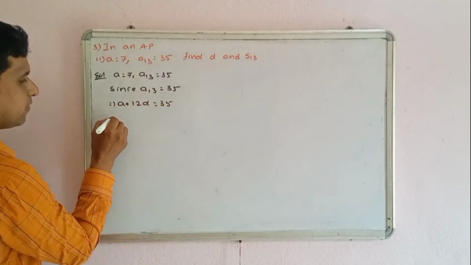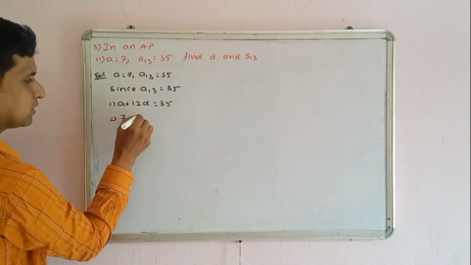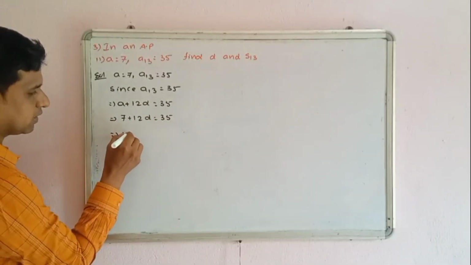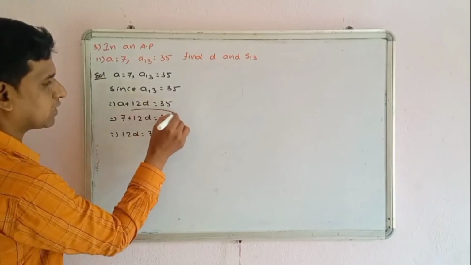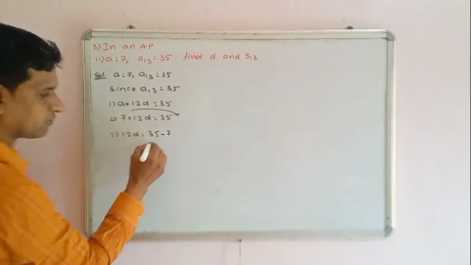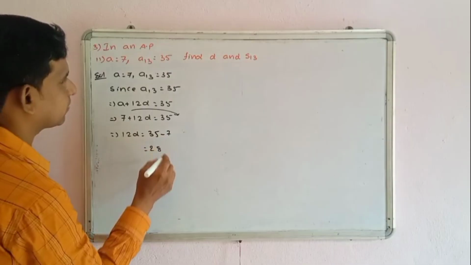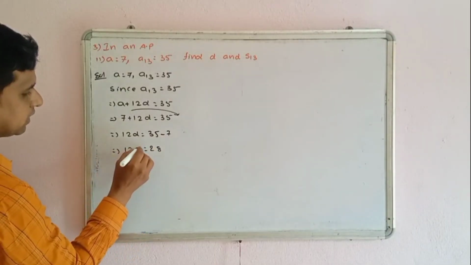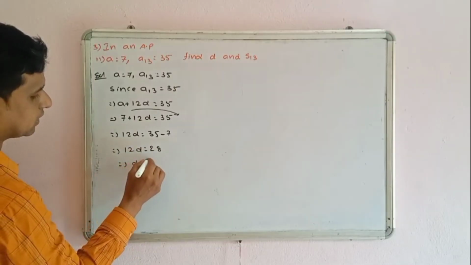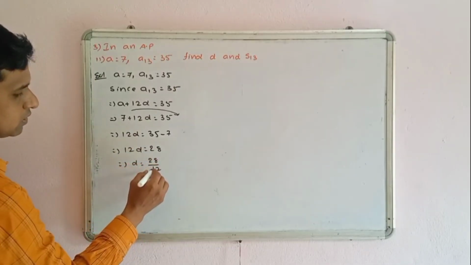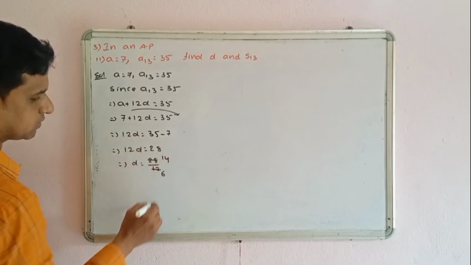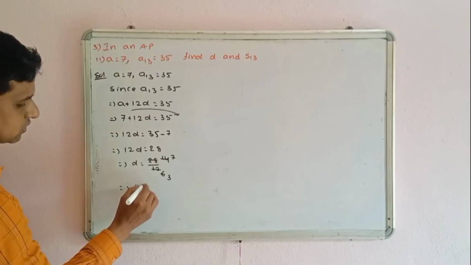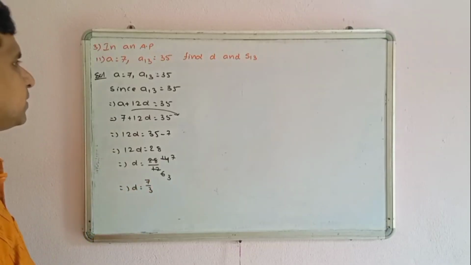So A value 7 plus 12D equals 35. So 12D equals 35, 7 transposes to the right side as minus 7. That equals 35 minus 7, which is 28. So 12D equals 28. D equals 28 over 12. 2 6s are 12, 2 14s are 28. Again 2 3s are 6, 2 7s are 14. So D equals 7 by 3.